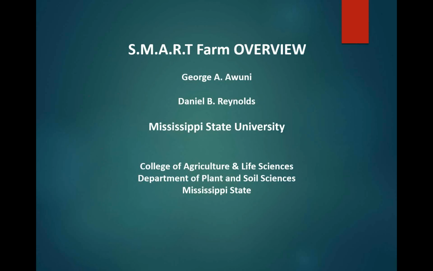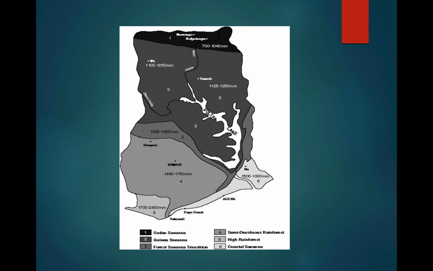My name is George Awuni, working for SIL under Dr. Dan Reynolds, and I was in Ghana last year, 2004, basically conducting agronomic practices in the soybean in northern Ghana. This slide is showing the rainfall pattern in Ghana. As you move down south, you have a rainfall decreasing. We are from 700 to 1040 down to, in Tamale area, around 1100 to 1250.